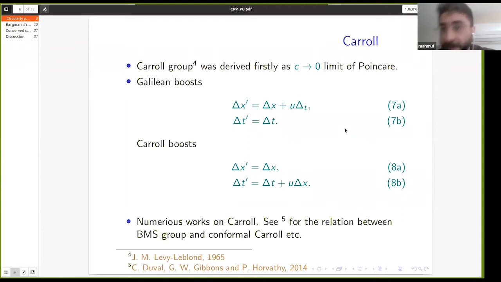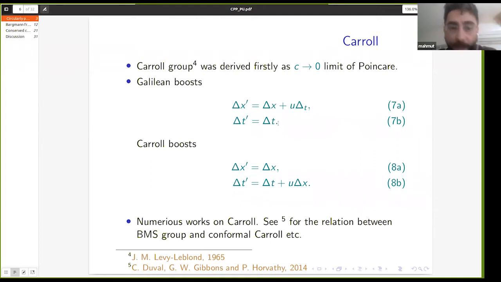There is a standard contraction of the Poincare algebra. If you take c goes to infinity, then you end up with Galilean transformations, which again have 10 parameters. But the action of the boosts is very different. These are the Galilean boosts.